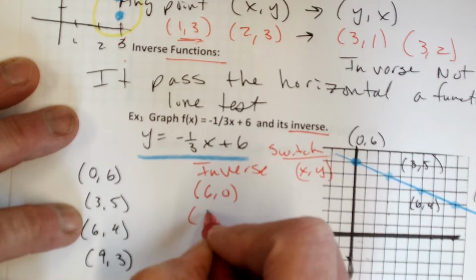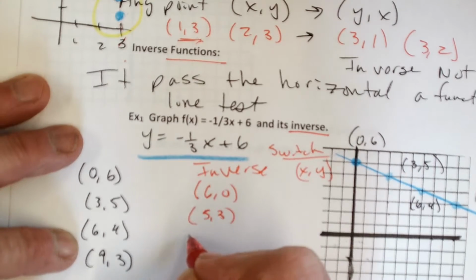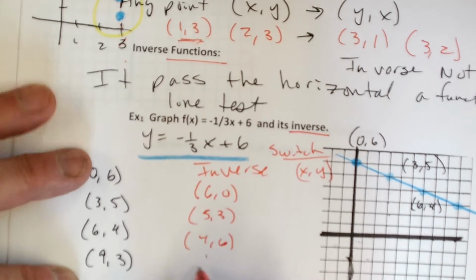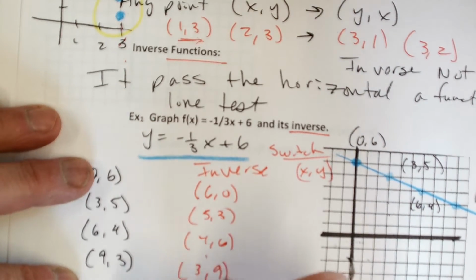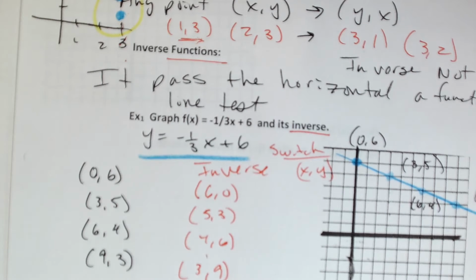And then this would become a 5, 3. This would be a 4, 6, and a 3, 9. Okay, that's all I did. And then my last thing, I was going to ask, I'm so confused about the domain because it's all real numbers on both, because it goes in both directions, right? Okay, so just all real numbers.